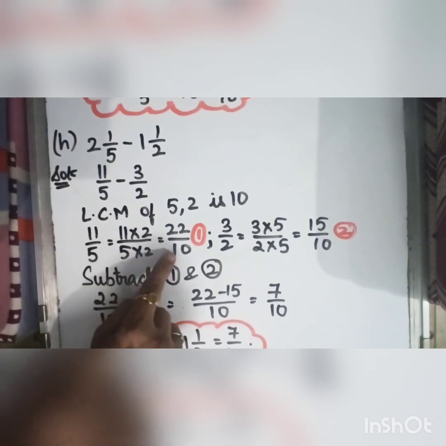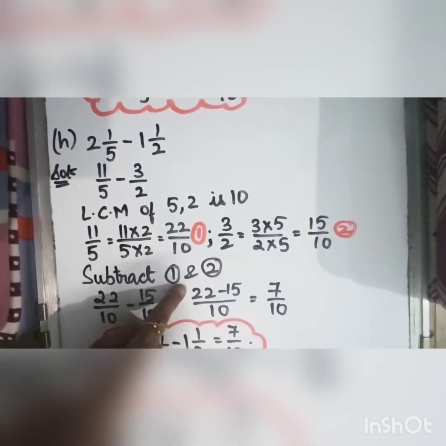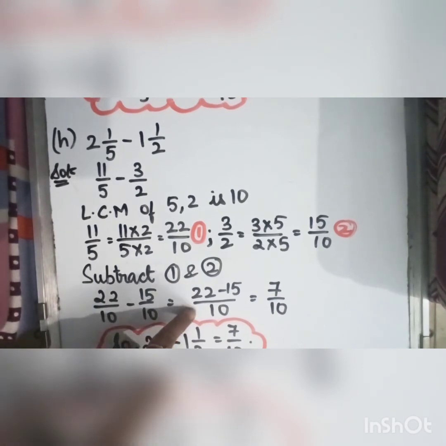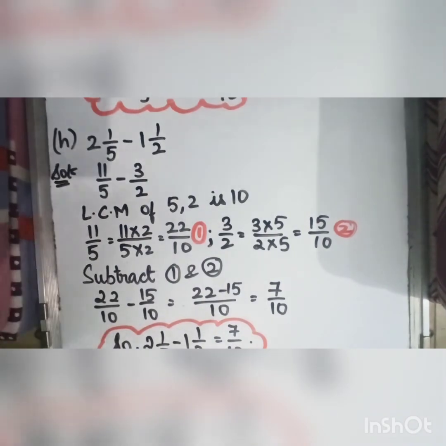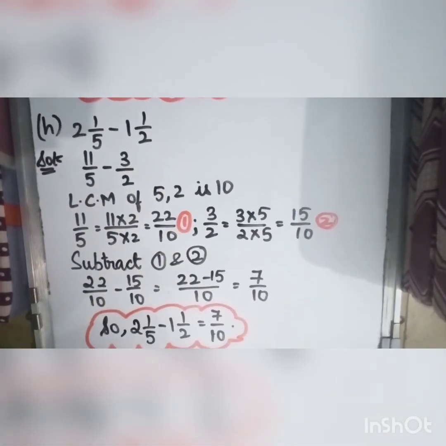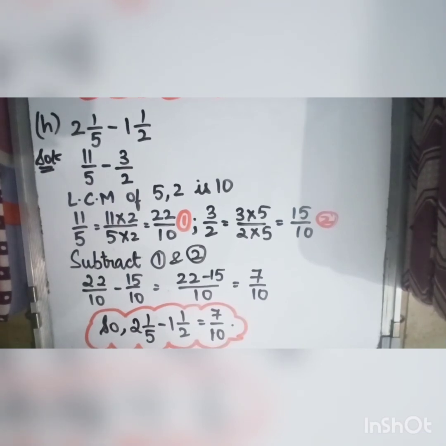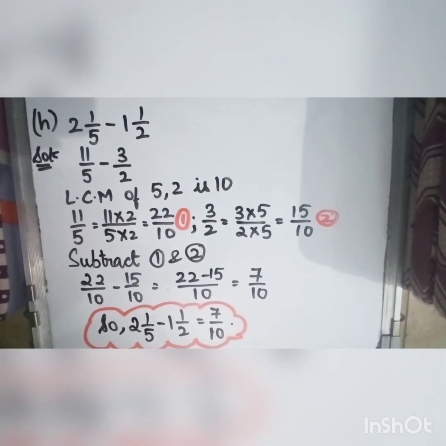Now you will subtract 1 and 2. That is 22 minus 15 in the numerator. Denominator is the same, 10. 22 minus 15 is 7. So, in the last statement you will write 2 1 by 5 minus 1 1 by 2 is equal to 7 by 10.